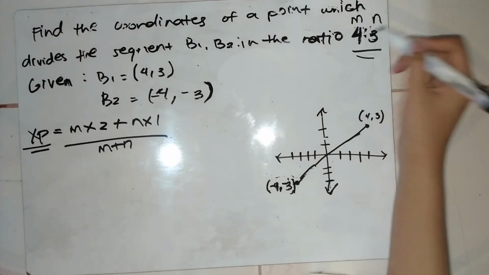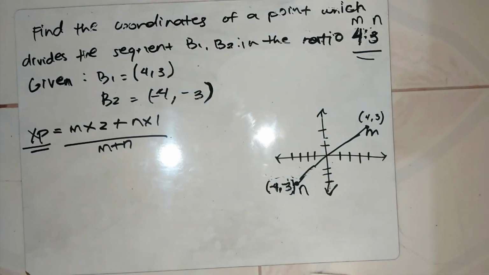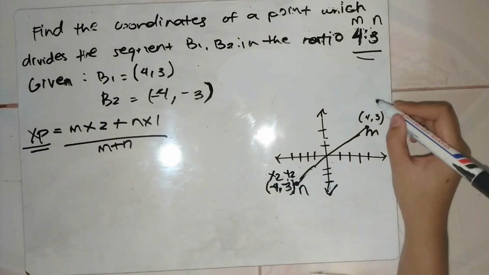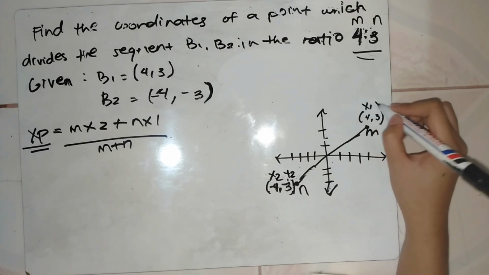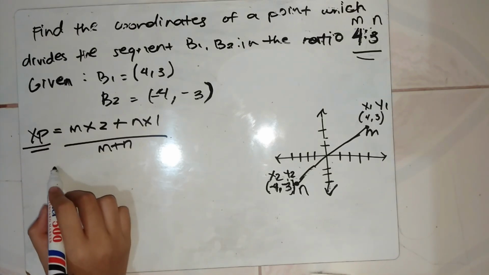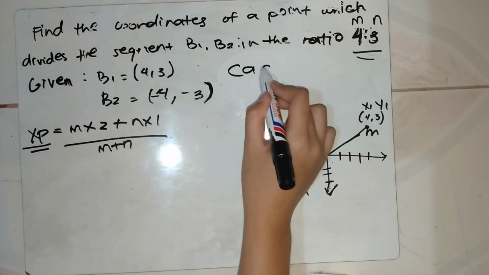Your x sub 2 is always the opposite of n. So in the picture above, x sub 2 and y sub 2 is negative 4 and negative 3. And your x sub 1 and y sub 1 is 4 and 3. So to solve the equation, follow the formula. In this problem, there are two cases. Now we are going to do case 1.